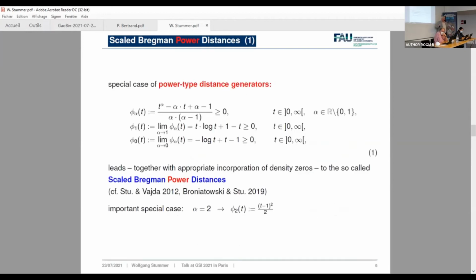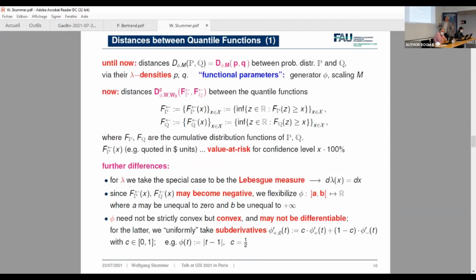A special case, of course, we have heard in several talks, are the power type divergence generators. So the generator is basically a function of the power alpha. And if alpha goes to 1, we end up with the generator of the Kullback-Leibler information divergence. And if we let alpha tend to 0, you end up with the generator of the reverse Kullback-Leibler generator, okay? So this leads, if I plug in this and then do it for the scaled Bregman distances, we end up with what Igor Vajda and myself called the scaled Bregman power divergences. A very important special case is the case alpha equal to 2, then the divergence generator is (t minus 1) squared over 2.